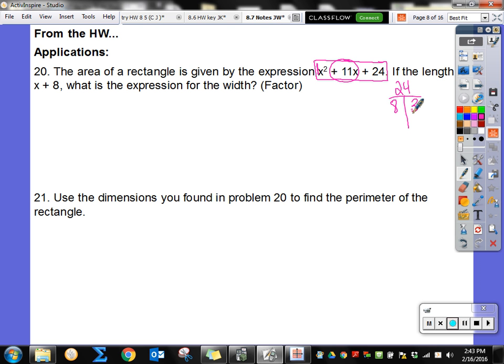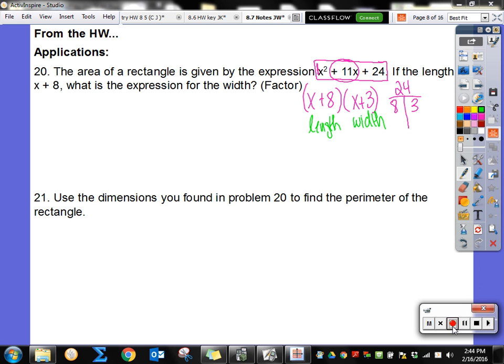8 and 3. Remember the shortcut, you can just write your factors. X plus 8 and x plus 3. Well, they already told me that the length was x plus 8, and so that makes x plus 3 the width. So you kind of get unconventional answers. They could have just as easily said the length is x plus 8, the width is x plus 3, find the area. That would have been a question from last unit.